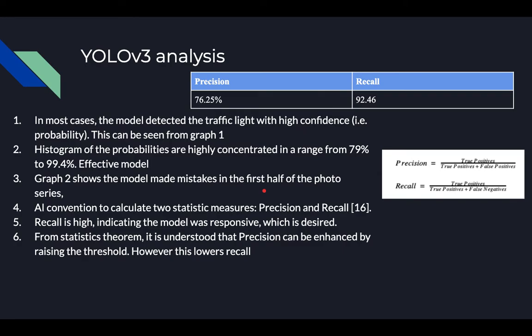This is the analysis of the data. As you can see, 99.99%, a very effective model. The precision was rather lower, but the recall is really high, which shows that the model made a lot of guesses and is very responsive, which is desired. In order to increase the precision, the recall would have to be lowered, but it's a trade-off that's supposed to happen.